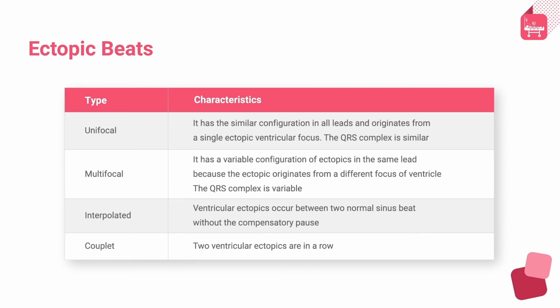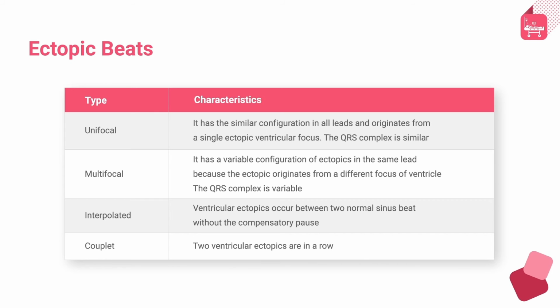The table here depicts different types of ventricular ectopics, namely unifocal, multifocal, interpolated, and couplet. Let us discuss each one in detail. Unifocal: it has a similar configuration in all leads and originates from a single ectopic ventricular focus. The QRS complex is similar.